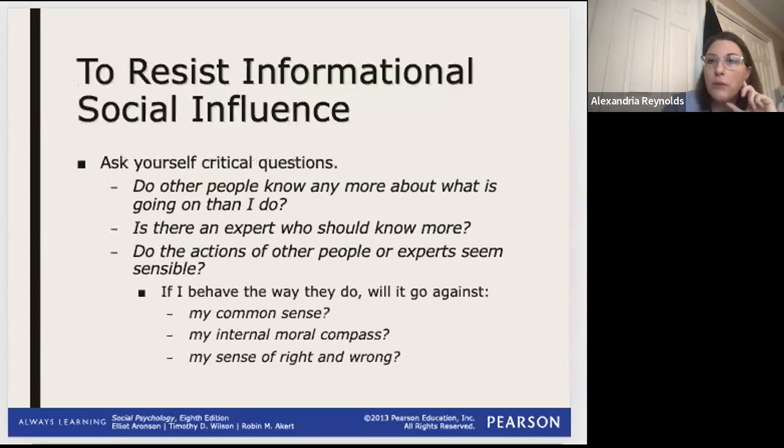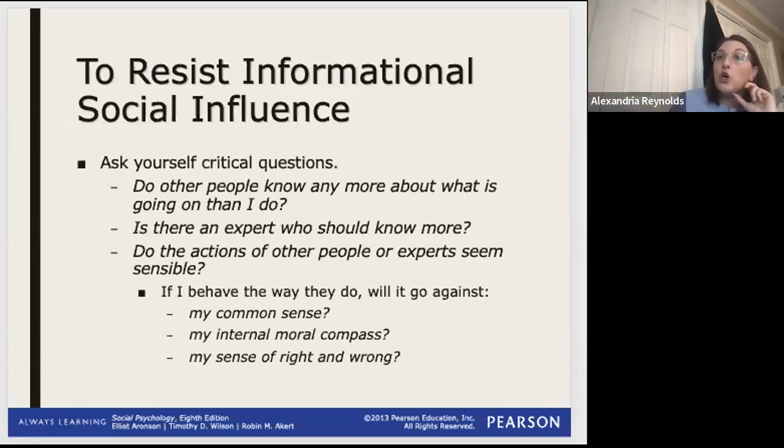Now, how is it that we can be in a situation and resist informational social influence, right? We have to ask a few critical questions of ourselves. First of all, do I know more about what is going on than that person? Or do other people know any more about this situation than what I currently do? So stopping and asking yourself, what are the facts? What do we know? What's going on? Do they know more than I do? Because it doesn't seem like they do. So maybe they aren't interpreting this correctly.